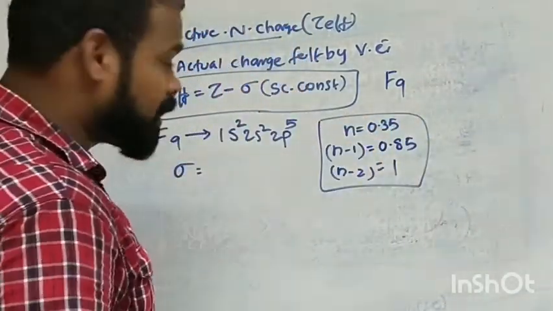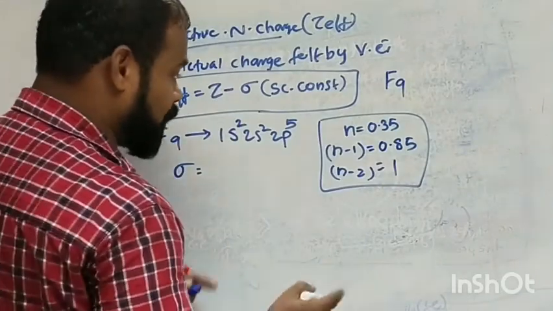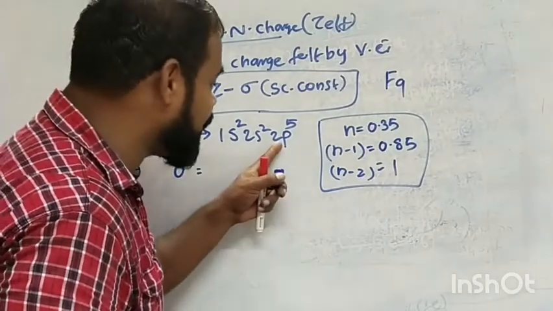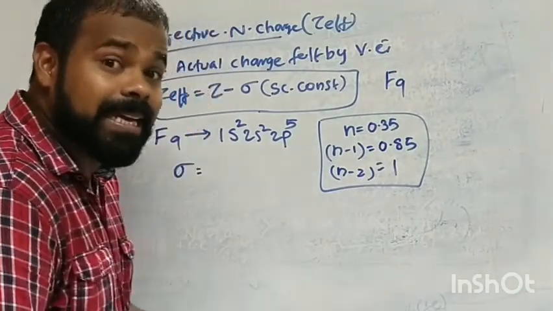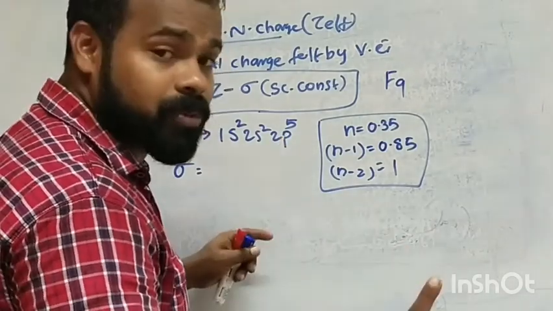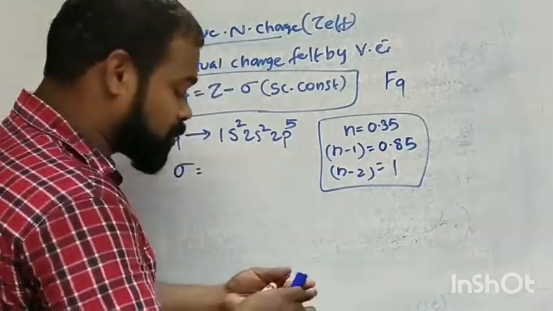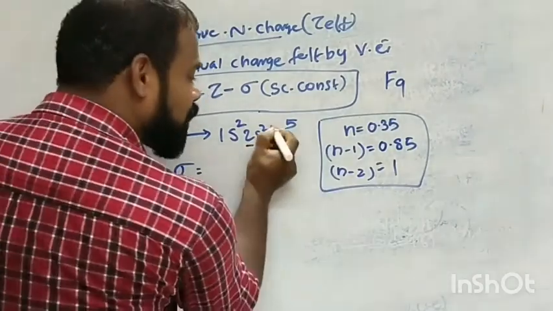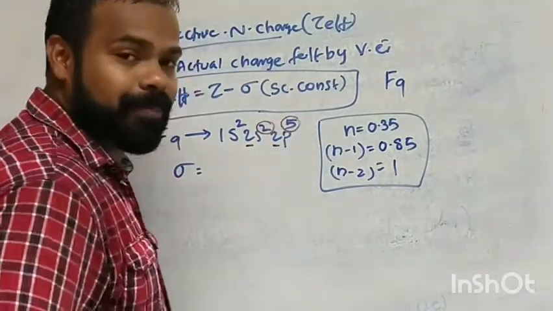Just listen here. Sigma calculation: first of all, take the nth orbital. n equal to what here? n equal to 2, where n means the biggest principal quantum number. The biggest one is equal to 2. What is the total number of electrons there? 2 here, 5 here, so 7 electrons are there.